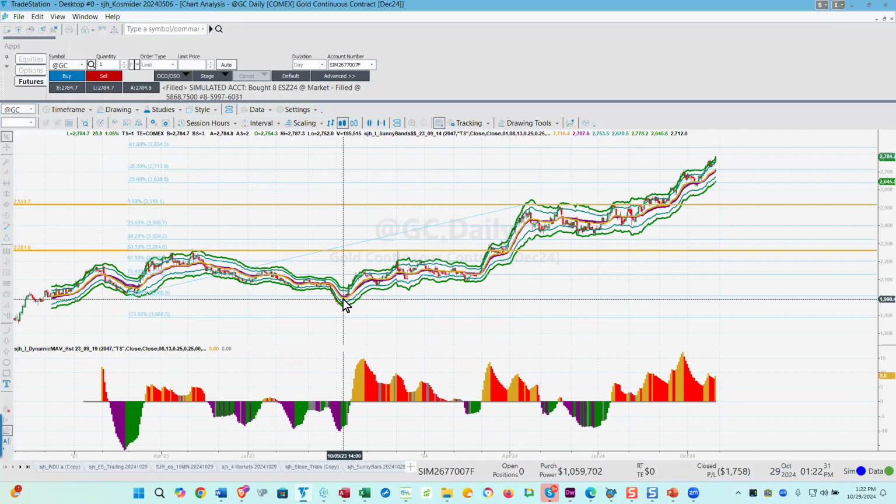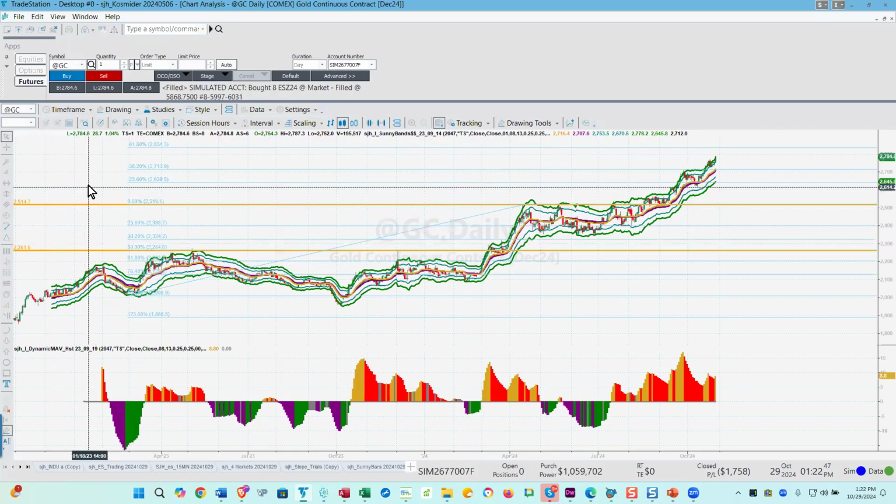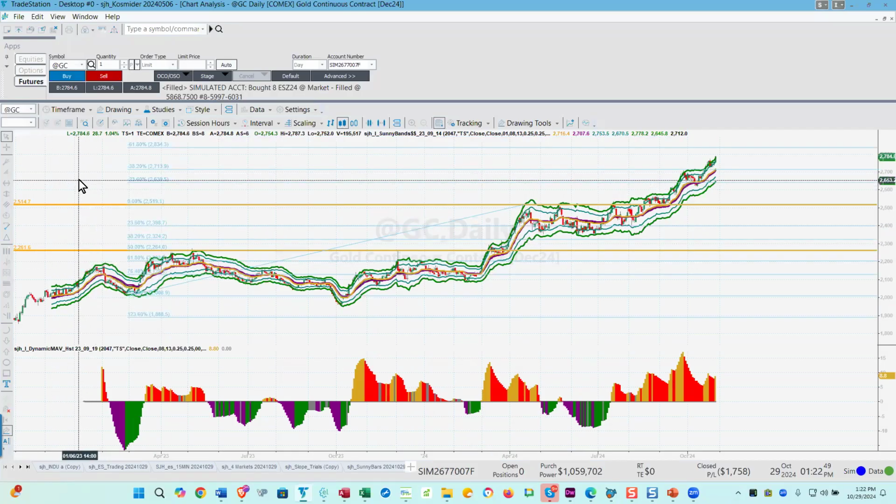So yes, I like it still, but Sunny Bands themselves are faster. You get in closer to the bottom. See, the bottom is right here. Here's the buy signal, and the DMA doesn't cross until here. So they're a little late. You can optimize them if you want, see what happens. But that's a very good question.